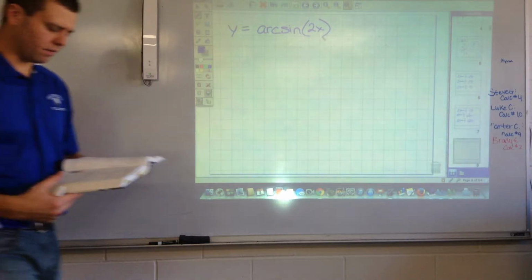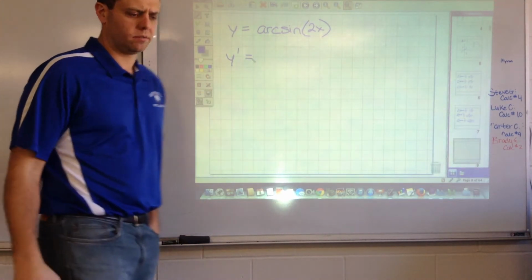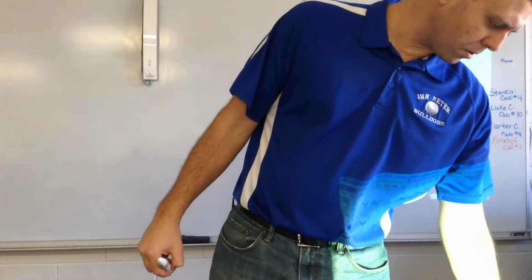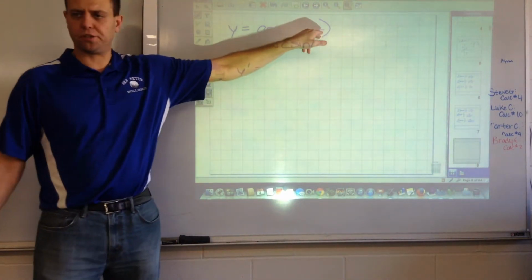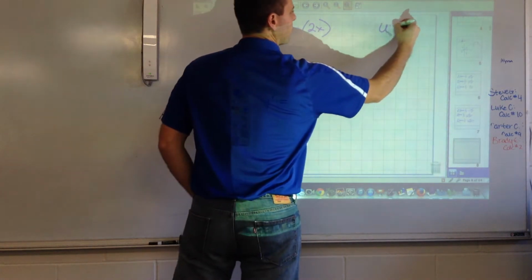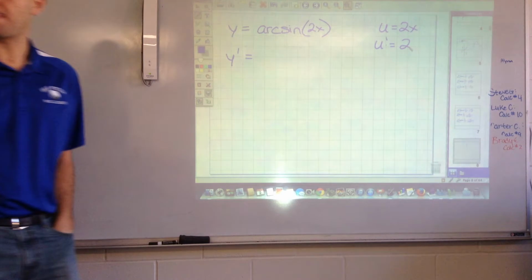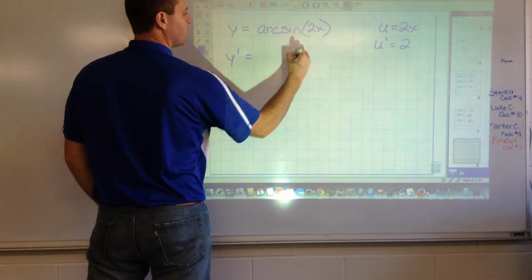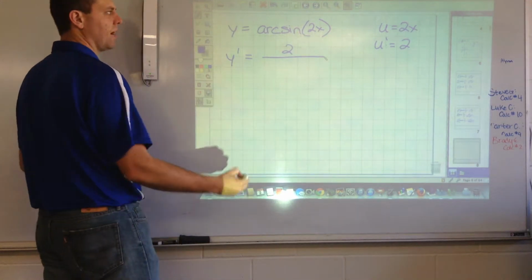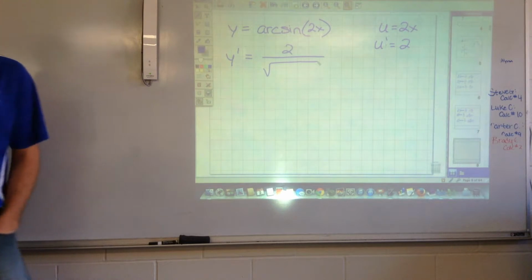Alright, so let's find the derivative of this. So y prime would equal, if you follow your arc sine rule, this is essentially your u. So if u is 2x, then u prime would be 2, right? So following your rule, u prime is on top, so 2 over, what's in the denominator? Square root. Square root of? 1 minus 2x squared.